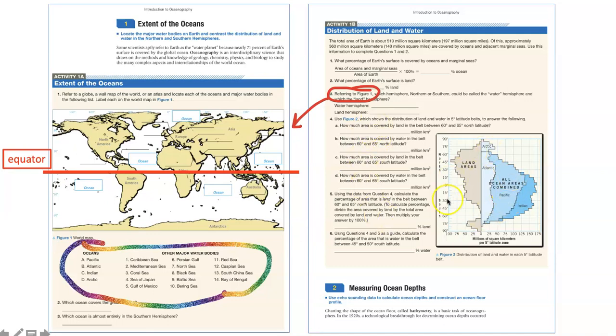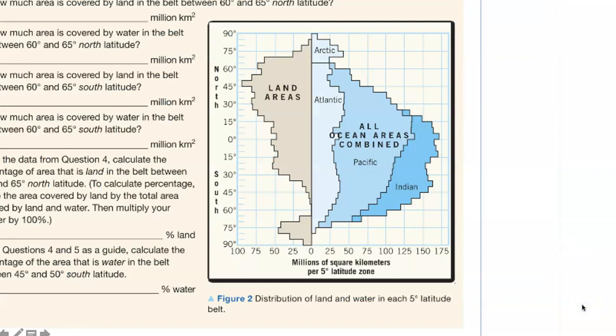Questions 4, 5, and 6 look at this figure right here. So let's blow that up and take a quick look at what's being shown here. This is showing the millions of square kilometers per 5 degrees of latitude of land and then the various oceans. The y-axis is showing latitude. So here's the equator. Here's 30 north, 60 north, and the North Pole. 30 south, 60 south, and the South Pole.